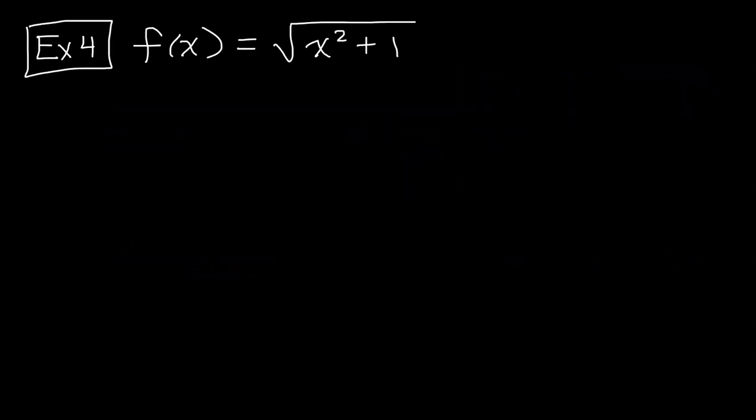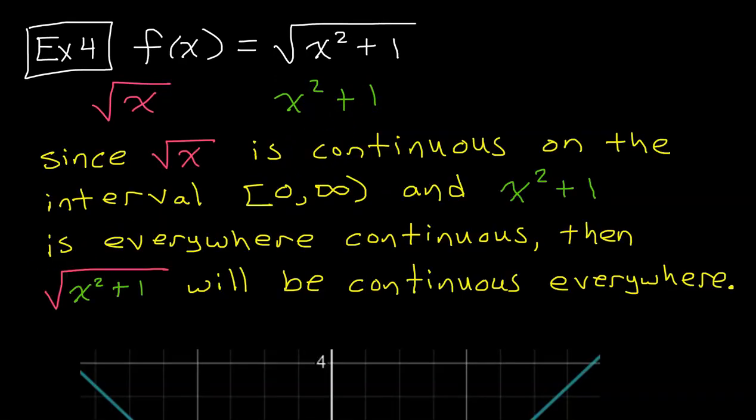Look at example 4. f of x equals the square root of x squared plus 1. We can look at this as the composite of the two functions, square root of x and the function x squared plus 1. Since the square root of x is continuous on the interval 0 to infinity, and x squared plus 1 is everywhere continuous, then the composite function square root of x squared plus 1 will be continuous everywhere.